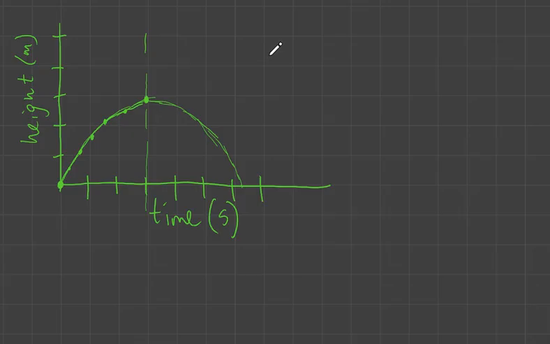We can write an equation to describe this curve. Since it's a parabola, we can say that the height is equal to some constant a times t squared plus another constant b times t. Now, the a and the b are constants. We don't know what they are, but they don't vary. The thing that varies in this case is time. So time is the variable. And what this equation is saying is, if you give me a time, I'll give you the height of the ball.